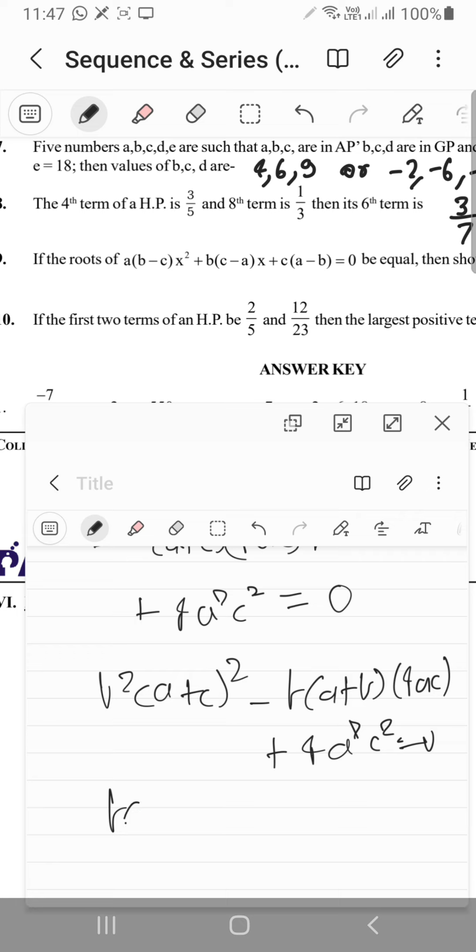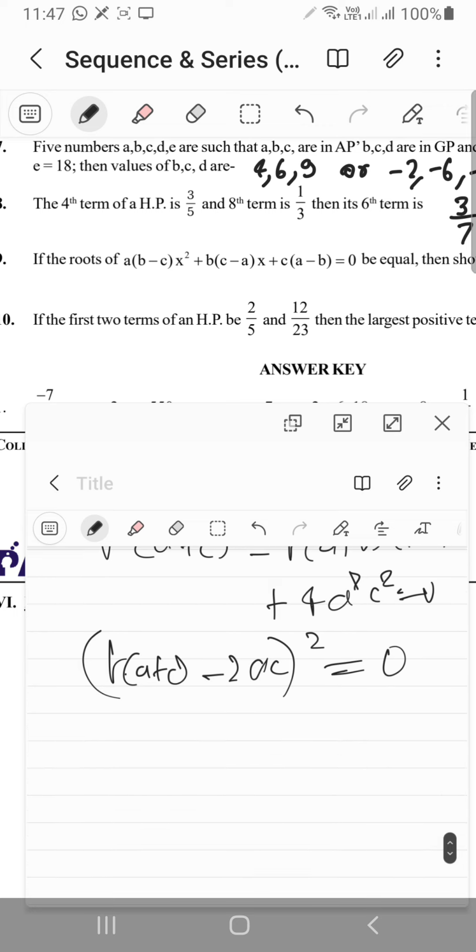You can write this as B into (A plus C) minus 2AC, whole squared, equal to 0. Look at that. Yeah, that's right. That means B equal to 2AC upon A plus C. In other words, it's the harmonic mean of A and C. So yeah, these are in harmonic progression.